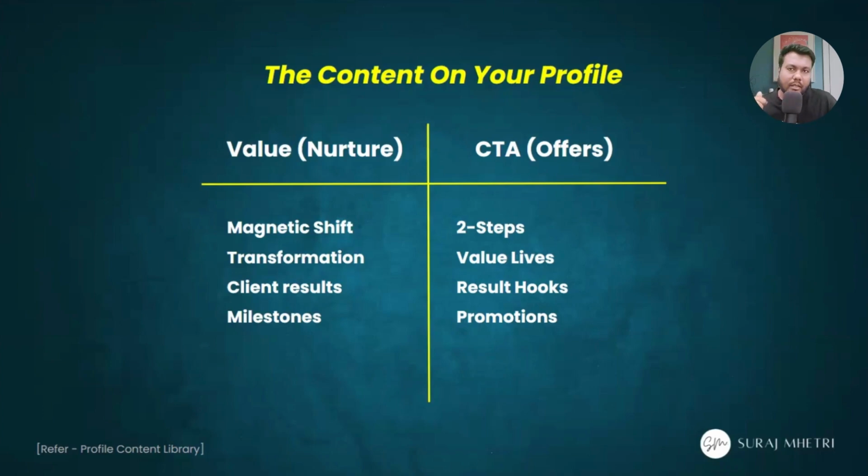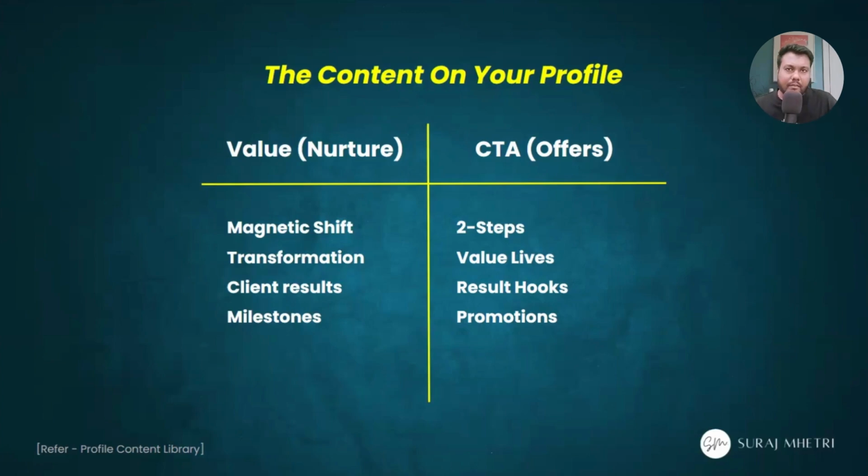So let's talk about this. Number one is the two-step post. These posts capture your audience's attention with a free resource, a lead magnet, or a guide, and then guide them to connect with you. You simply post that you are giving something for free, and whoever is interested will reach out to you. But the client attraction part is all done in the value and nurture column that we have just seen.